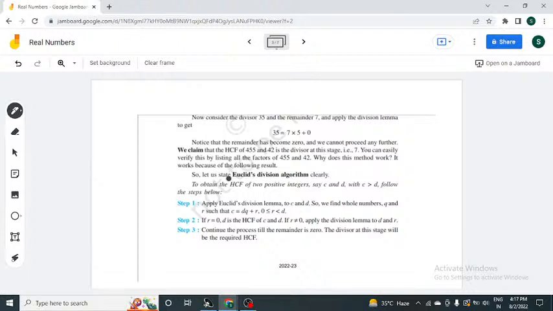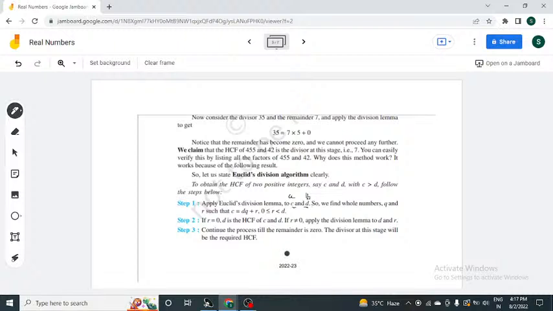Let's go to the steps first. Step 1 says apply Euclid's division lemma to C and D. To avoid confusion, I'm just going to make it A and B all over, and then Q and R remain the same. So this is basically A equals BQ plus R. If you're applying the division lemma to numbers A and B, they can be anything. We are talking in general here. For example, they can be 18 and 27. They can be any two numbers.